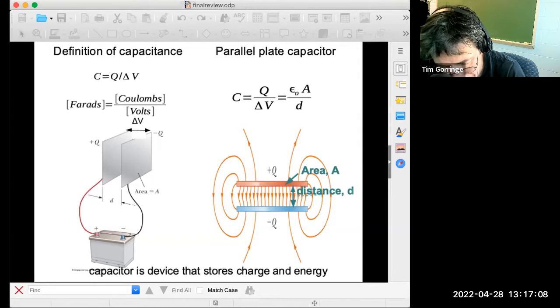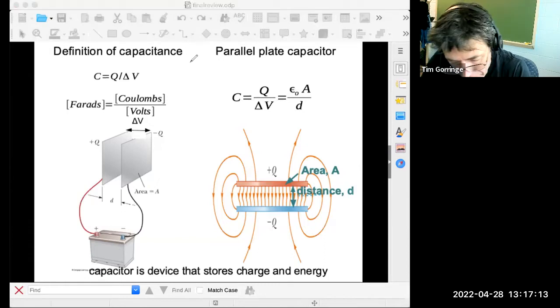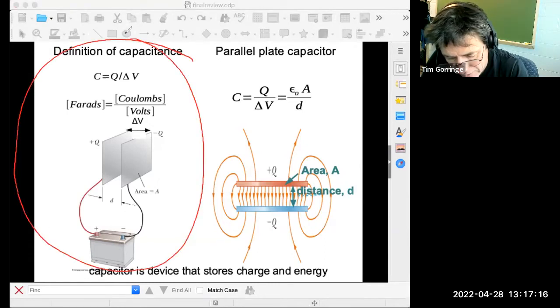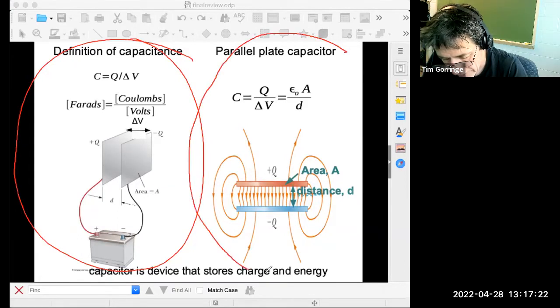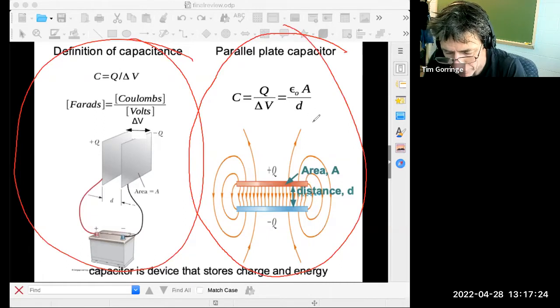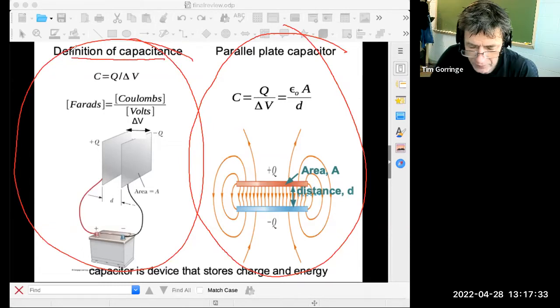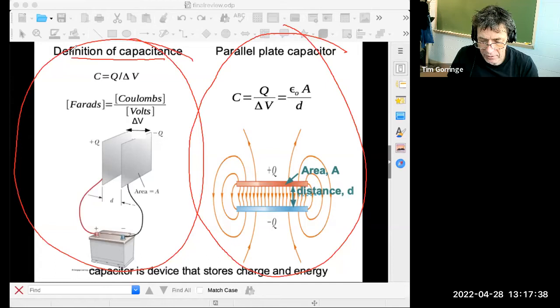Over here on the left-hand side was our definition of the capacitance of a capacitor. And over here on the right-hand side is an example of a parallel plate capacitor and its capacitance. If we start over here with the definition of capacitance, a capacitor is a device with two oppositely charged plates. When you apply charge to the plates, plus Q on one, minus Q on another, there's an electrical potential difference between the plates, delta V.